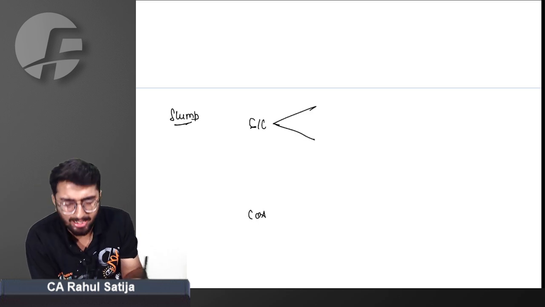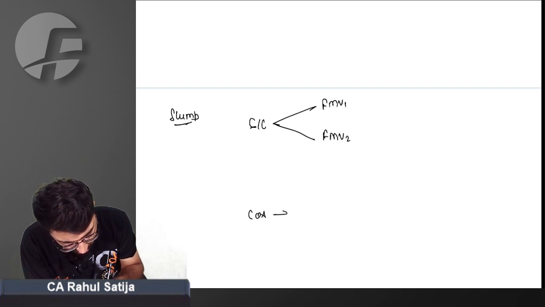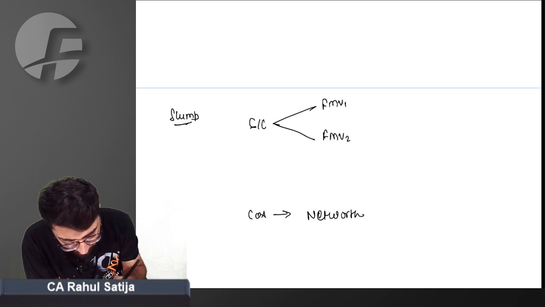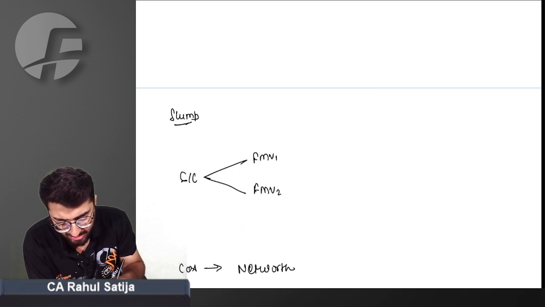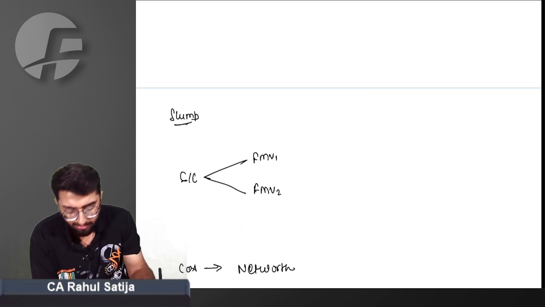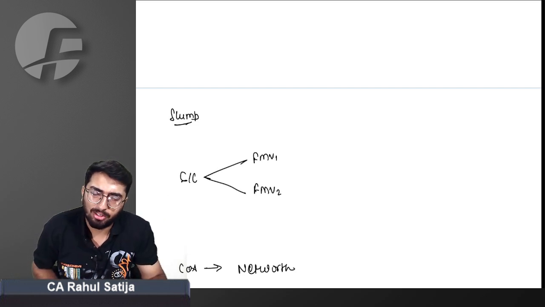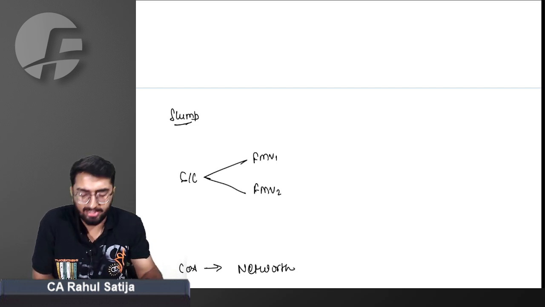Sir, how is sales consideration calculated? We have two methods, sir, FMV1 and FMV2. And cost of acquisition is calculated based on net worth. Now, the complete picture lies in calculating these three things. We need to understand how to calculate FMV1, how to calculate FMV2, and how net worth is calculated.